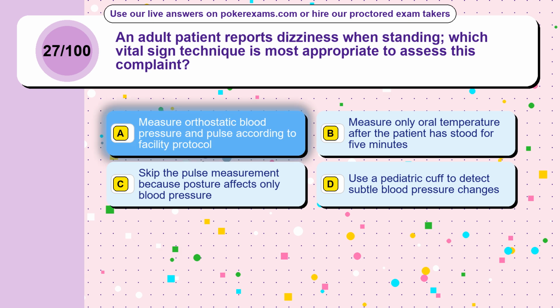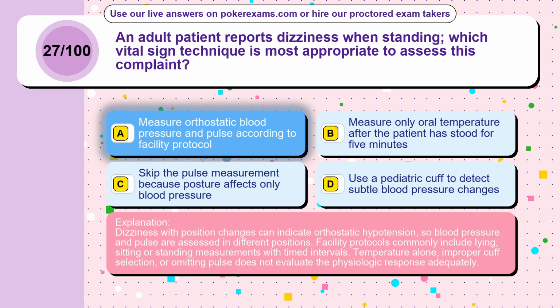The correct answer is option A. Measure orthostatic blood pressure and pulse according to facility protocol. Dizziness with position changes can indicate orthostatic hypotension, so blood pressure and pulse are assessed in different positions. Facility protocols commonly include lying, sitting, or standing measurements with timed intervals. Temperature alone, improper cuff selection, or omitting pulse does not evaluate the physiologic response adequately.